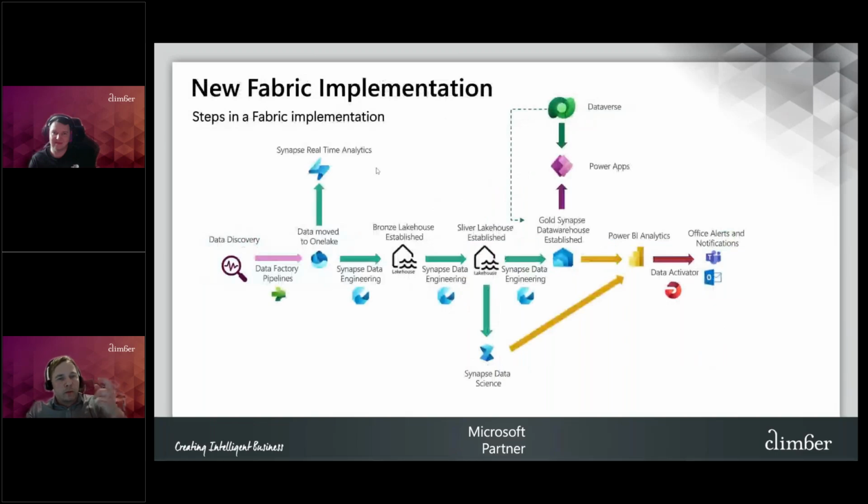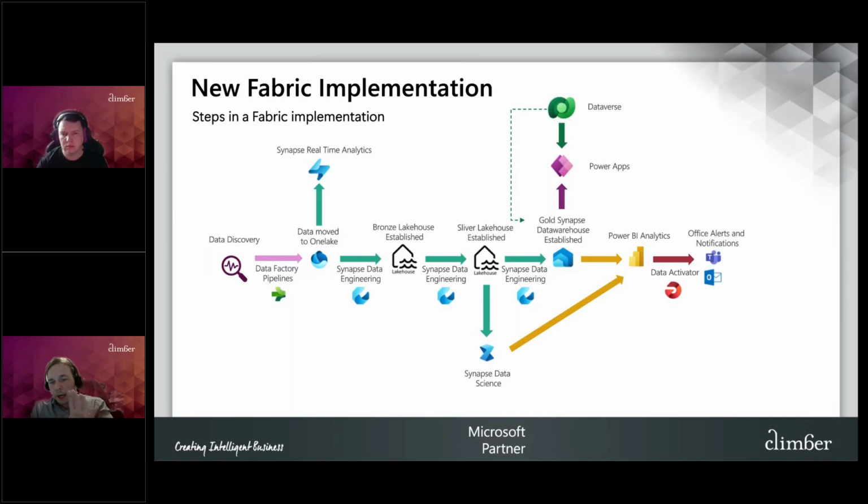This is what a stereotypical new Fabric implementation would look like. We discover the data, move through Data Factory pipelines to ingest it and move it into the OneLake. Then we can use Synapse Data Engineering or carry on using Data Factory, depending on how complex the transformations are, to move the data from a bronze, silver, and into a gold data warehouse layer.